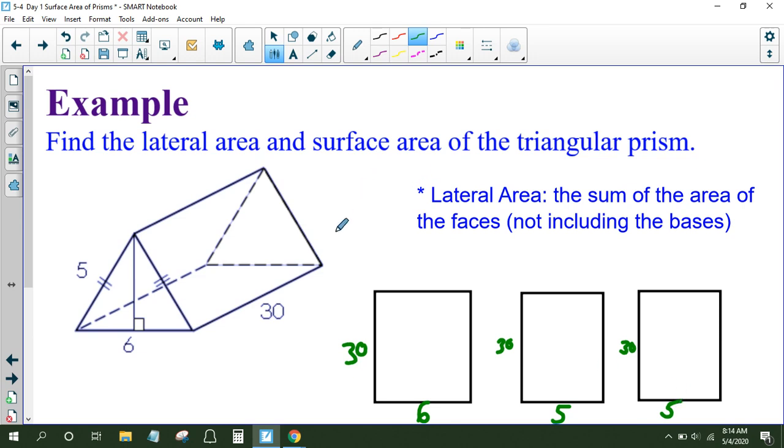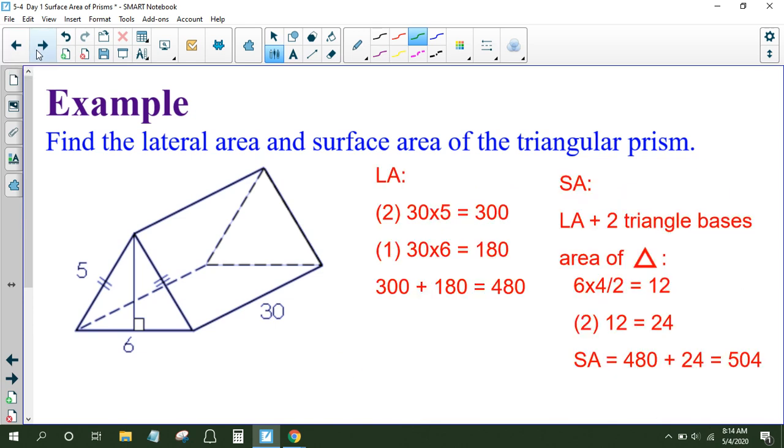Well, we can see pretty easily that the areas for the lateral area are going to add up as such. We have a 30 by 5, and there's two of them. So altogether, that gives us 300. 30 times 5 is 150, times 2 gives us 300. Then we have the floor, the 30 by 6, which is 180. Adding all three of those together, we get 480 for the lateral area.